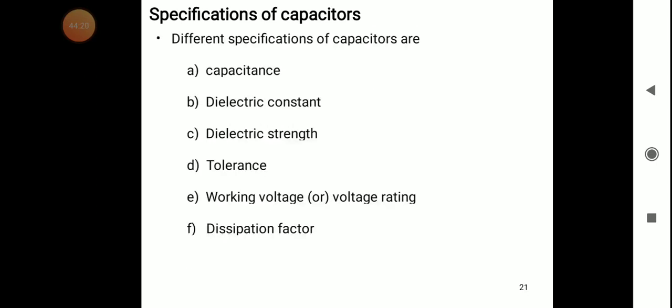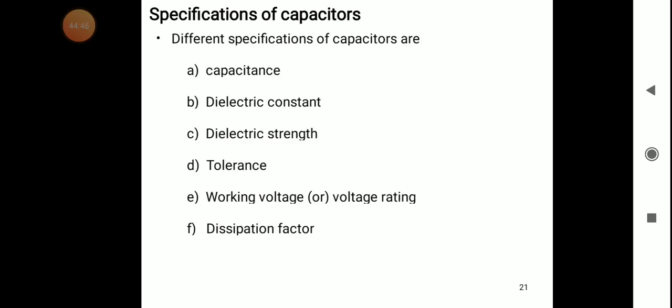Already you know. Once again we try to see the specifications of the capacitor. Capacitance of the capacitor, how much capacitance it is offering. Dielectric constant of the capacitor. Dielectric strength of the capacitor. Tolerance of the capacitor, its value should be specified.